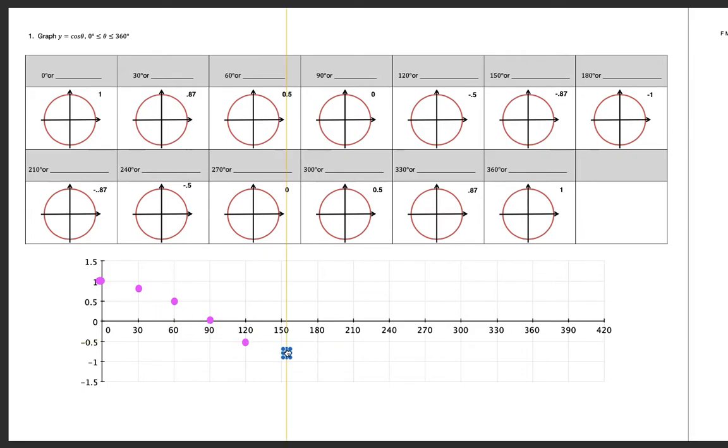Okay, and then at 150, it goes down to almost -1. 180 is our -1. Yay. 210 is negative 0.87. 240, -0.5. 270 is 0. 300 is 0.5. 330 lines up right there. And lastly, 360 is 1.